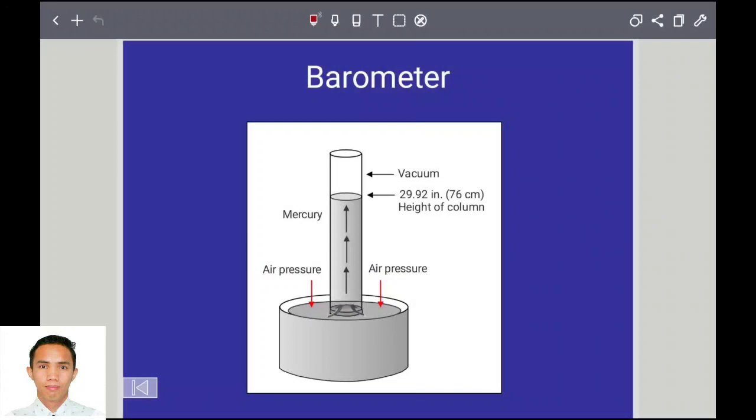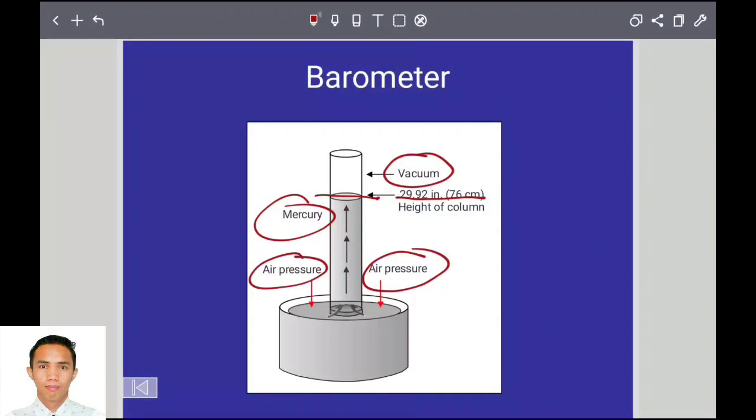So here we have the barometer. On this side we have a vacuum. Then the height is 29.92 inches or 76 cm. The air pressure pushes the mercury, and it goes up according to the level. Here is the mercury, here is the air pressure.